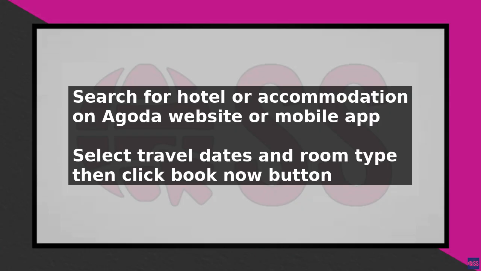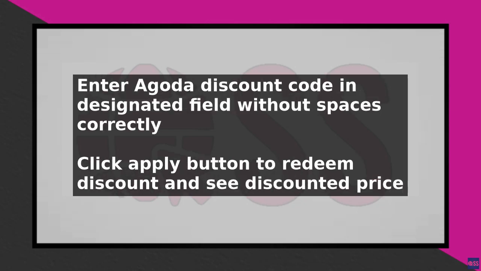Look for the coupon code field, which is usually located below the room details or above the payment options. Enter your Agoda discount code in the designated field, making sure to type it in correctly and without any spaces. After entering the code, click the Apply button to redeem your discount. If the code is valid, you will see the discounted price reflected in the total cost of your booking.